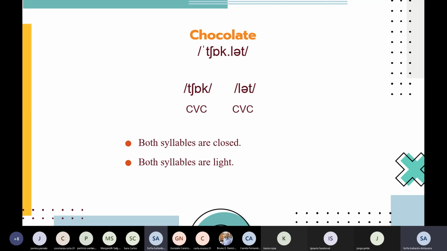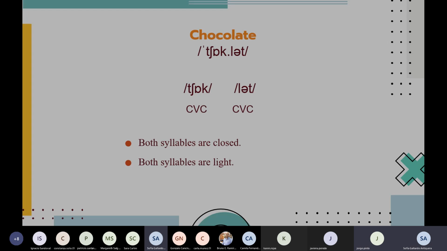Great, thank you. And both syllables are light as well. Do you know what light syllables or heavy syllables are? Yes, short vowels. Okay. We will check that later.